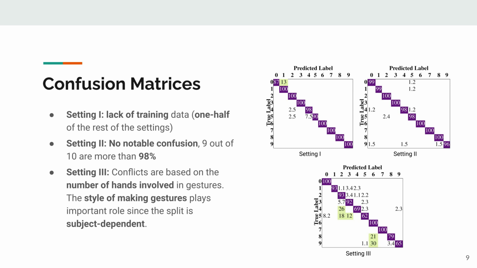For example, gestures with labels 6, 8, and 9 are both handed, and the gestures with labels 2 to 5 are all one handed. These observations suggest that gestures with the same number of hands involved are more prone to conflict. Moreover, we do not have these conflicts in setting 2. So it shows that the style of making gestures is essential in this setting since we have a subject dependent split here. So the users who are in the testing set are not used in the training phase of the model.